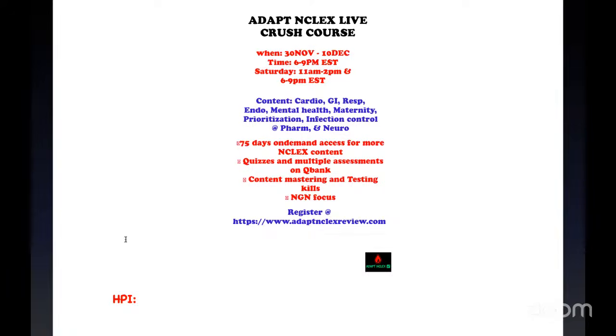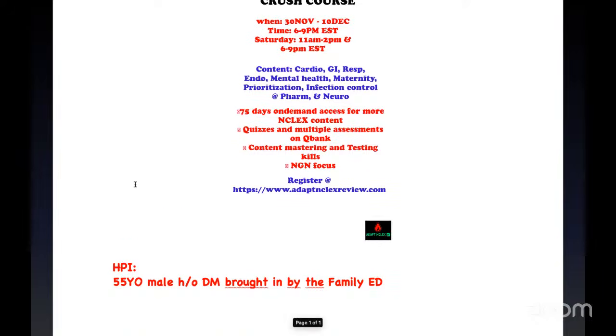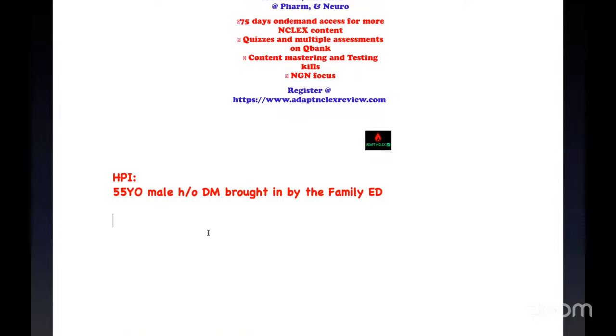HPI, that means the history of presenting illness. You have, let's say, a 55-year-old male. He has a history of diabetes, right? He presents to the emergency room with his family, brought in by the family. So that's the information I've given you: a diabetes patient, right?